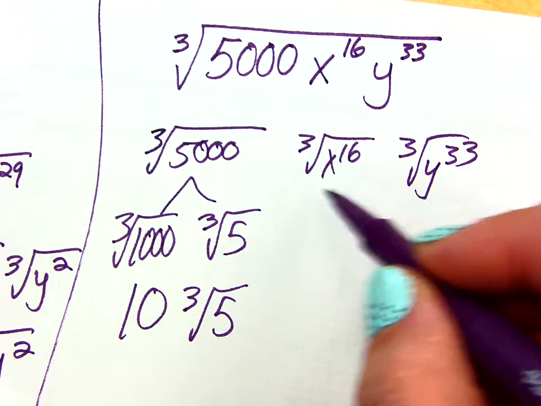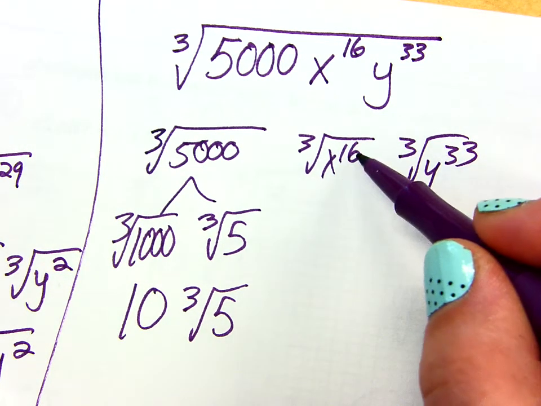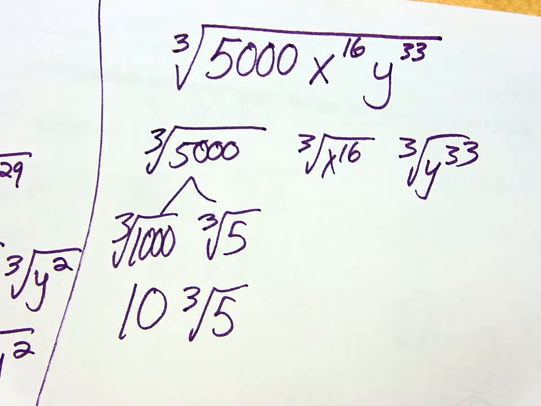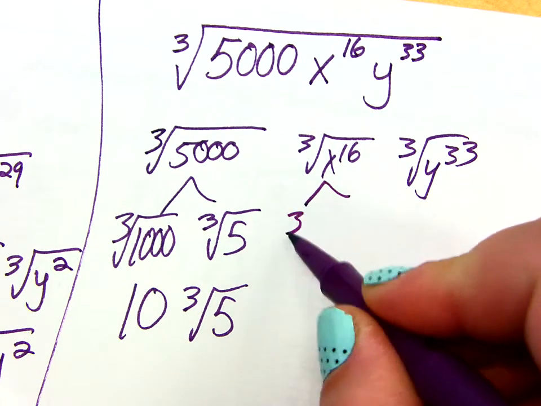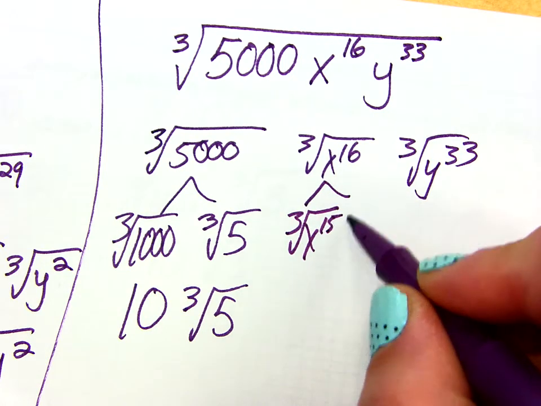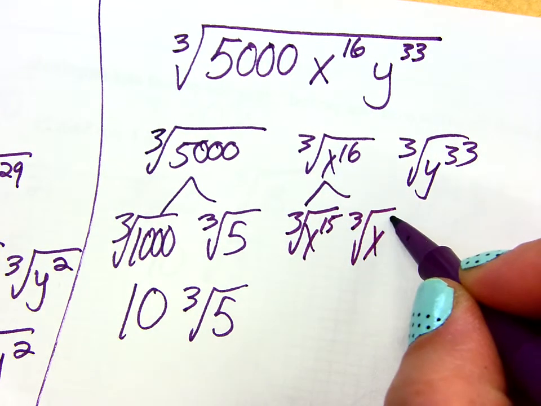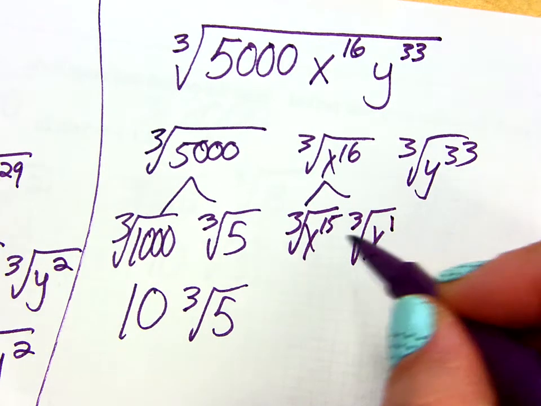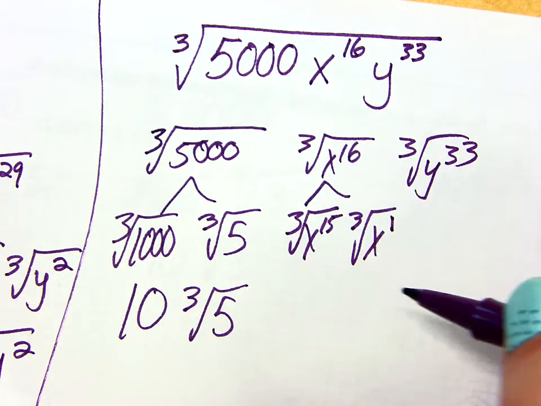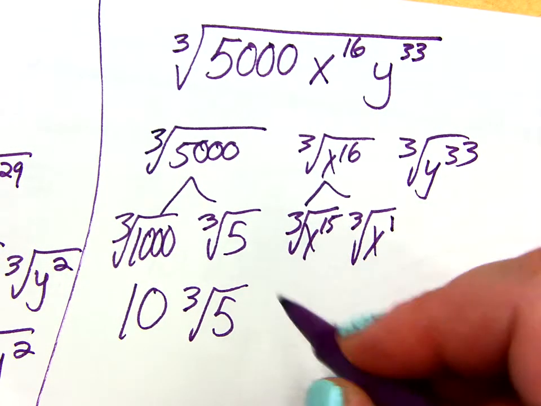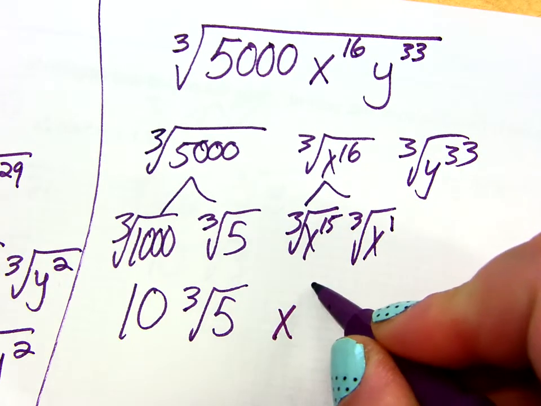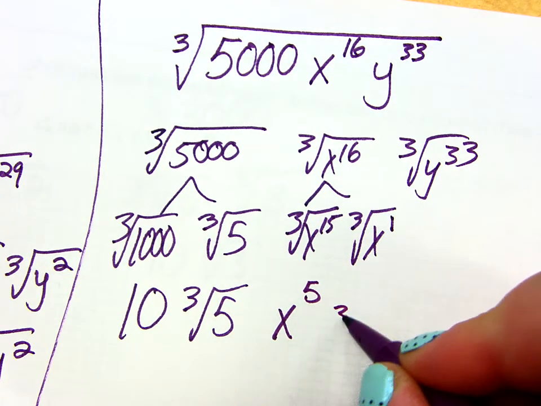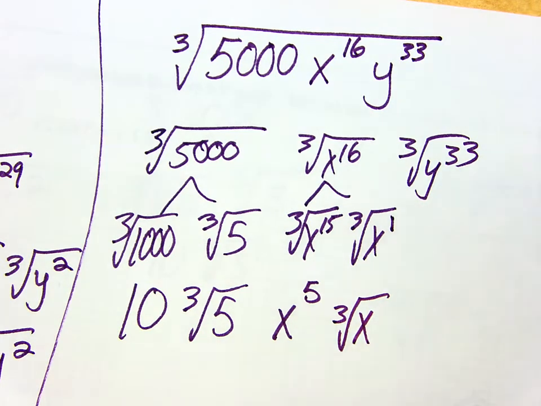Then I move on to x to the 16th. 16 divided by 3, not a nice number. So then I go down 1, and I ask myself, okay, 15 divided by 3, is that a nice number? Yes, it is. So I can split this up into x to the 15th and x to the 1st, because 15 and 1 get me back to 16. The cube root of x to the 15th is just x to the 5th. The cube root of x to the 1st is going to stay as it is.